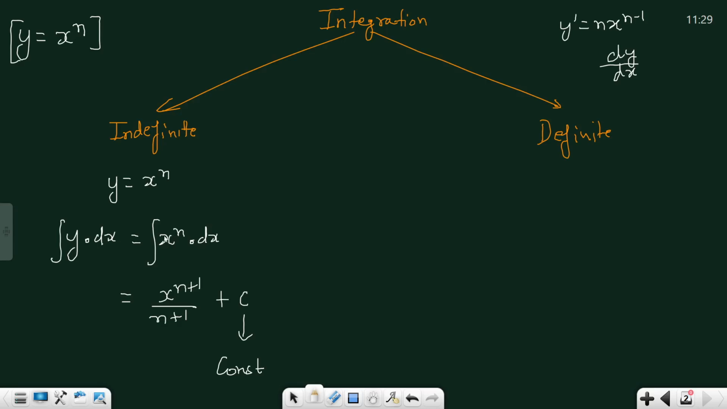Here, just note it down that if you are having x to the power n dot dx, dx is necessary for the integration, just like dx is required for differentiation. In the same way, dx is required for integration. Okay, so when you integrate x to the power n, you have to raise the power by 1 and divide it by the complete raised power, plus constant c will be there. Clear?